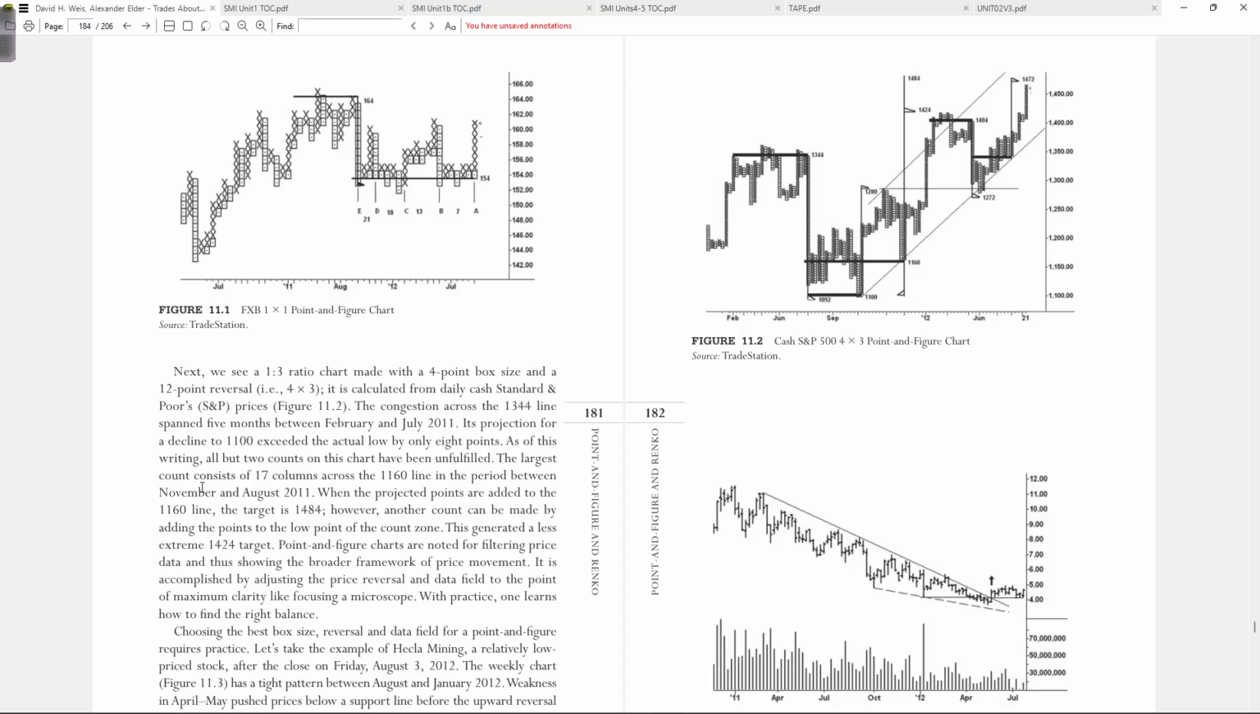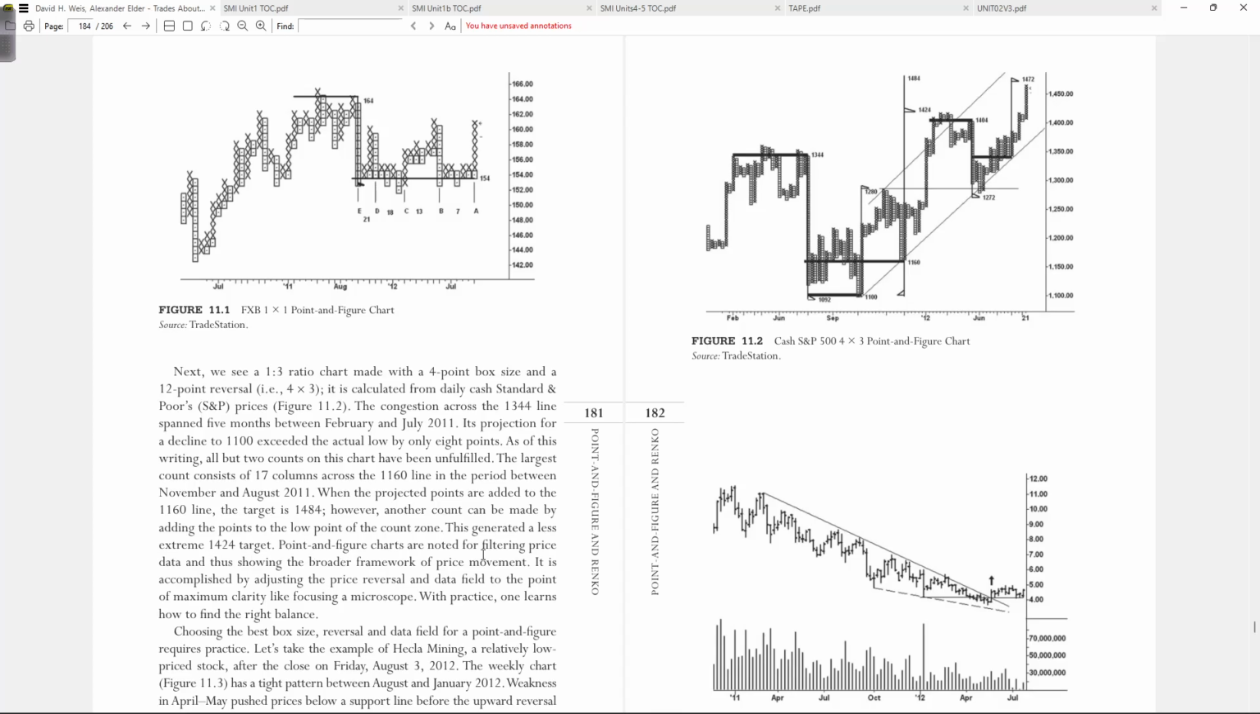The largest count consists of 17 columns across the 1160 line in the period between November and August 2011. When the projected points are added to the 1160 line, the target is 1484. However, another count can be made by adding the points to the low point of the count zone. This generated a less extreme 1424 target.